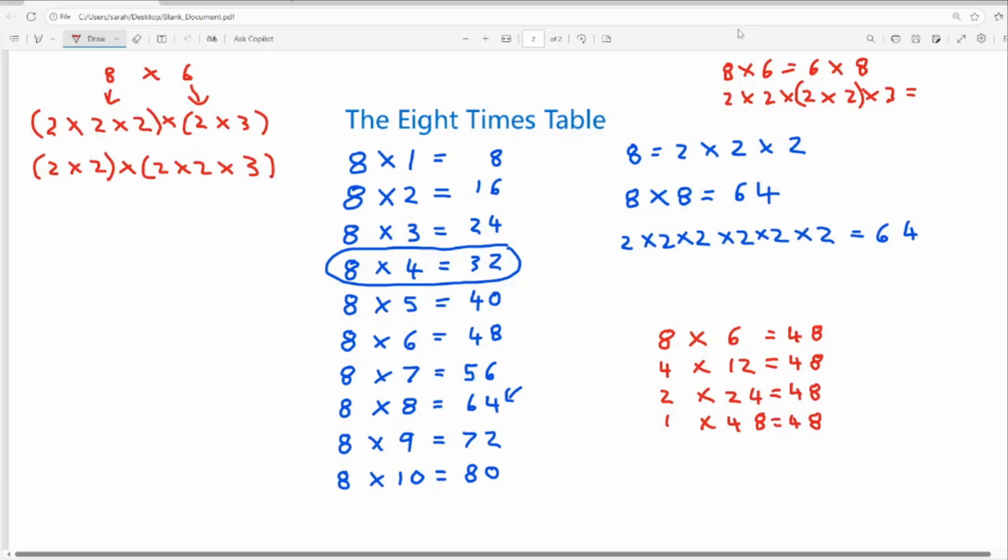So that's what I like about the 8 times table. I like all the double, double, double, especially when the other part that you're multiplying it by also has lots of 2's in its DNA, and so you end up with double, double, double, double, double, and you get 32.